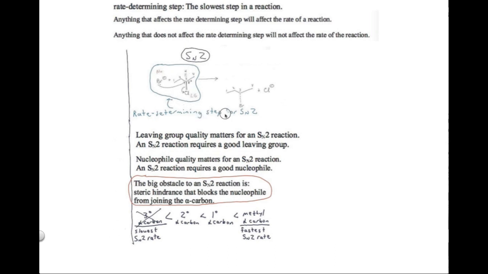And notice that during this rate-determining step, the nucleophile has to join the alpha carbon. Since the nucleophile has to join the alpha carbon during the rate-determining step for SN2, anything that can block the nucleophile from joining the alpha carbon will slow down the rate of the SN2 mechanism. By the way, do you know what steric hindrance means? Steric hindrance is a fancy term for things getting in each other's way. So anything that gets in the way of the nucleophile and blocks it from joining the alpha carbon would be a big obstacle to SN2, because the nucleophile has to join the alpha carbon during the rate-determining step. And anything that affects the rate-determining step will affect the rate of a reaction.